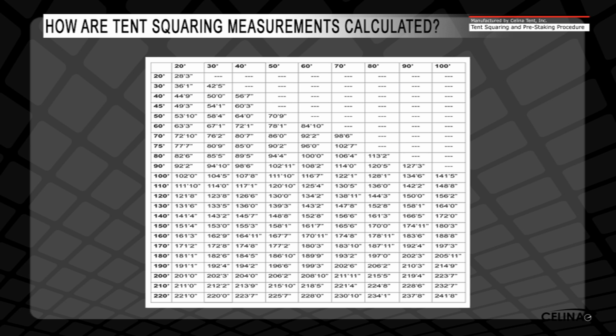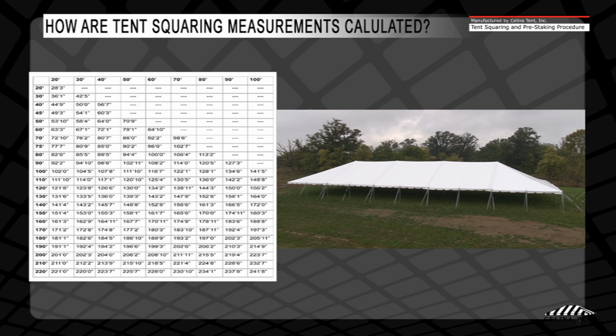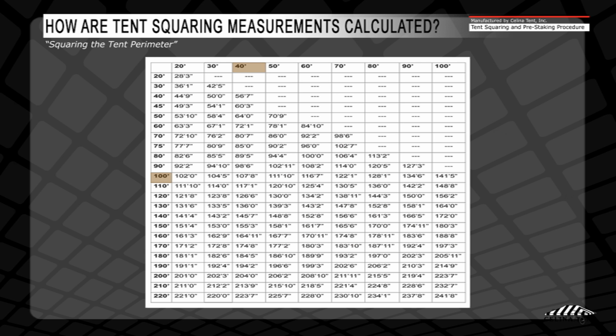An easier way to calculate this dimension is by using a squaring guide provided by Celina. With this guide, you can determine the length of the tent and the width of the tent. For this video, a 40-foot by 100-foot classic pole tent will be demonstrated. If the perimeter of the tent is being squared, the A, or tent length measurement, is 100 feet. The B, or tent width measurement, is 40 feet. The C, or tent diagonal measurement, is 107 feet and 8 inches.